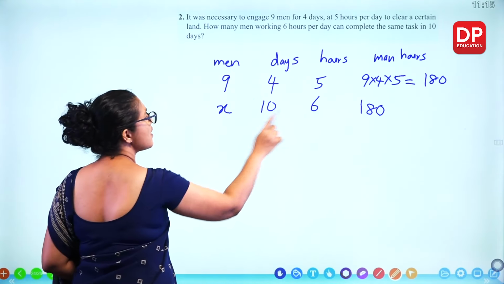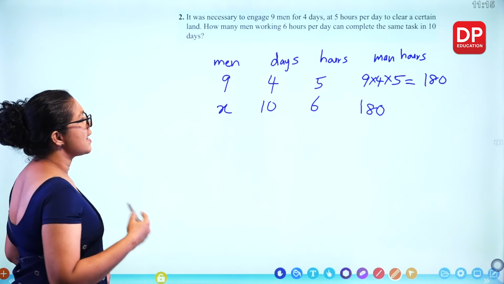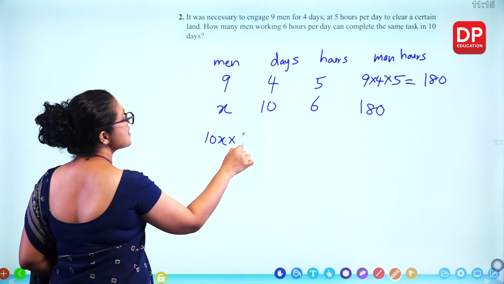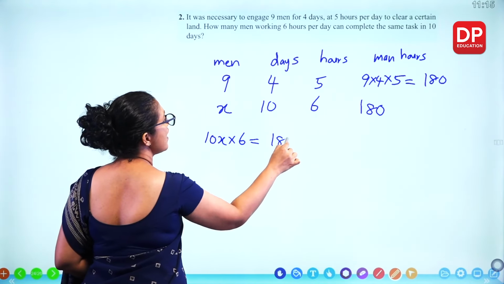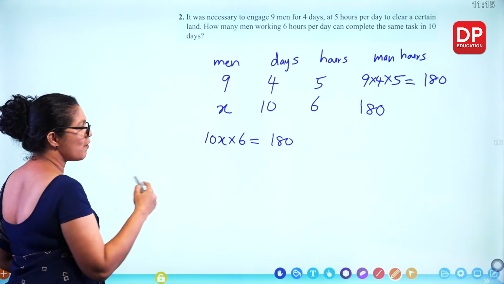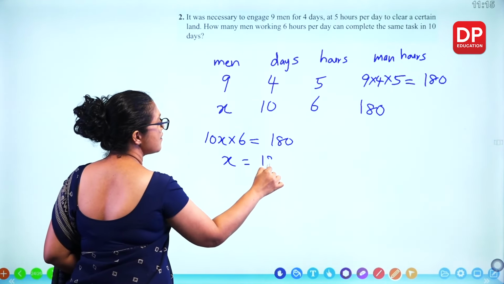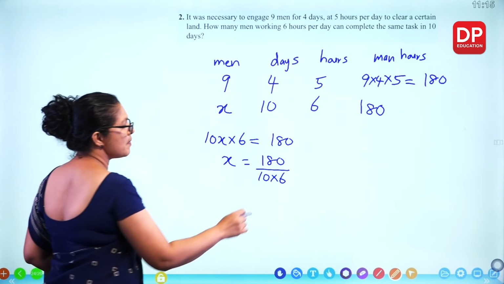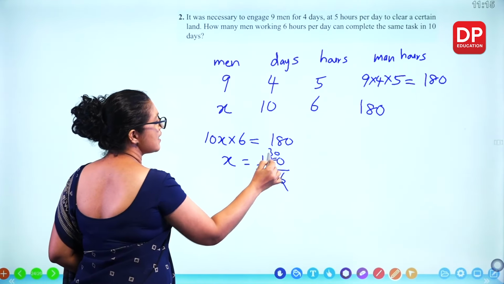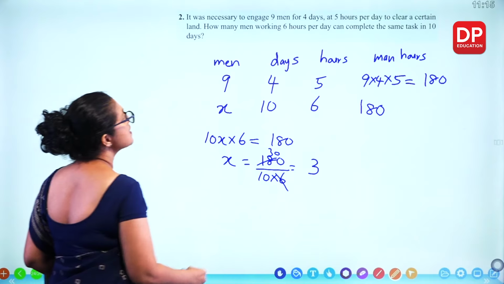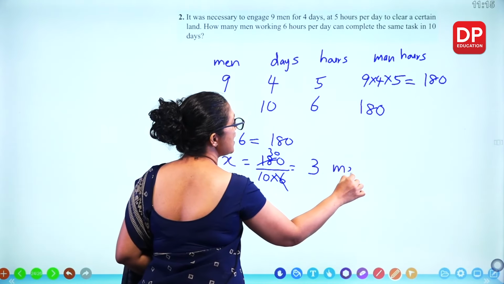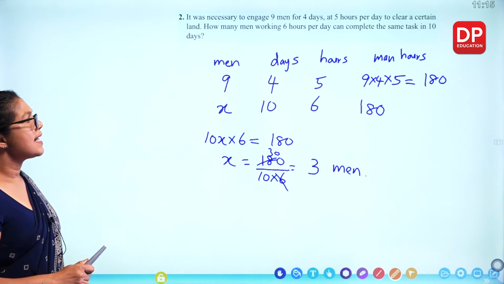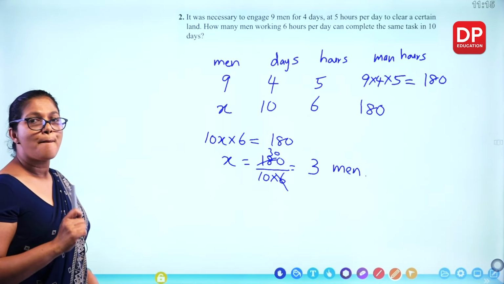So with this equation you can find out what is x. So here 10 times x, 10x times 6 should be equal to 180. So you can solve for x. So x equals 180 divided by 10 and 6. So try to simplify. 6 times 3, 30 divided by 10, you get 3 men needed to complete this task within 10 days and 6 hours per day.